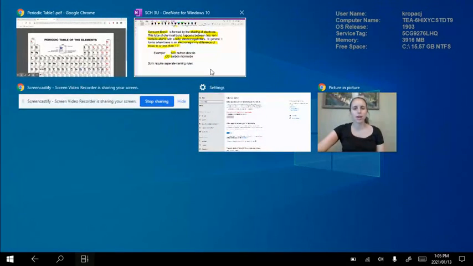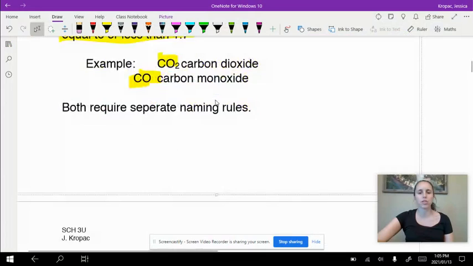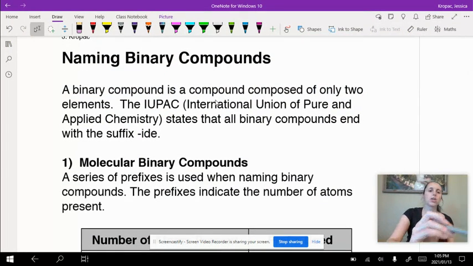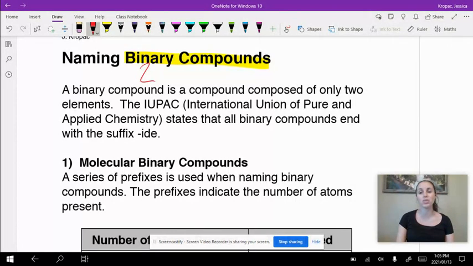Now that we have our periodic table, we can look at our first set of naming rules. So our first set of naming rules, we're going to be looking at binary compounds. So in this first video, we're just going to be looking at binary compounds. This is again what you did in grade 10, and we're going to save polyatomic for the next video. So a binary compound, what binary means is two. So a binary compound is composed of just two different types of atoms bound together.